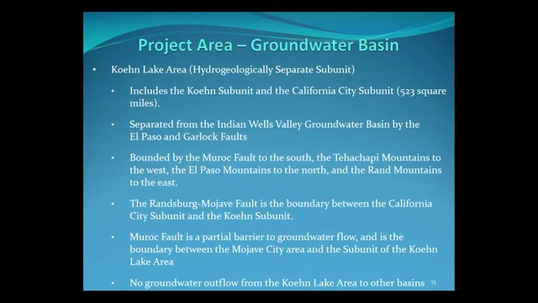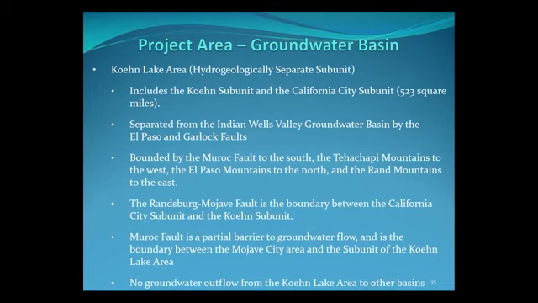So the Cohen Lake sub-area, what we know about it: it includes the Cohen subunit and the California City subunit, 523 square miles. It's separated from the Indian Wells Valley by the El Paso and Garlock faults, which may be a water retard. It's bounded by the Muroc Fault to the south, Tehachapi Mountains to the west, the El Paso Mountains to the north, and the Rand Mountains to the east.